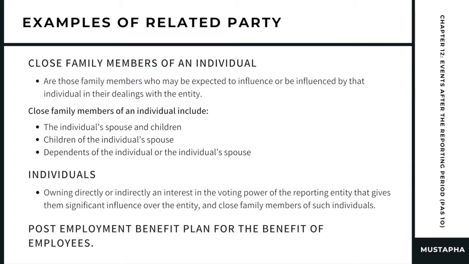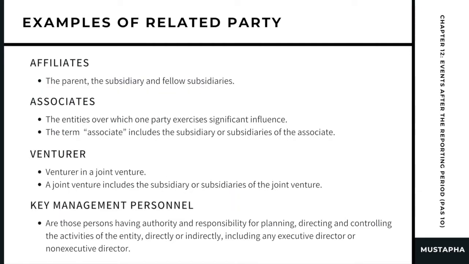Individuals owning directly or indirectly an interest in the voting power of the reporting entity that gives them significant influence over the entity, and close family members of such individuals. Post-employment benefit plan for the benefit of employees. Affiliates: the parent, the subsidiary, and fellow subsidiaries. Associates: the entities over which one party exercises significant influence. The term associate includes the subsidiary or subsidiaries of the associate.